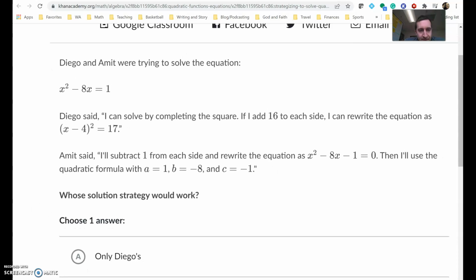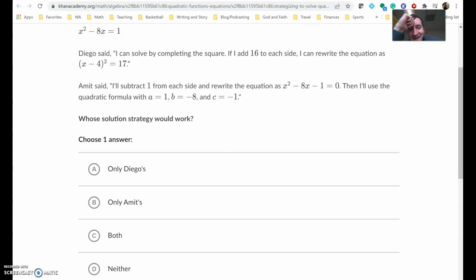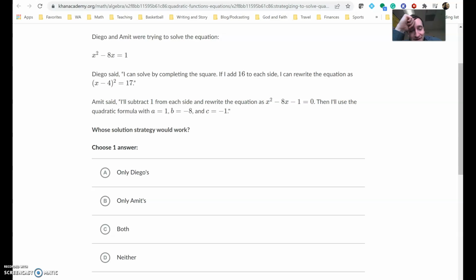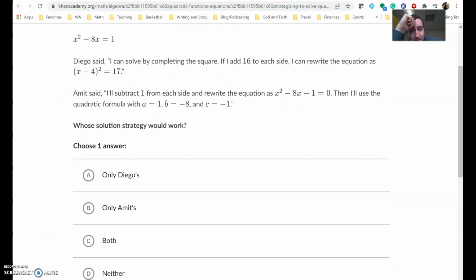Diego said that he's going to complete the square. We haven't done completing the square yet. I didn't know if I wanted to teach it to us or not. I decided for us not to. So I'm actually going to skip this problem. Sorry. You probably started solving this and were like, completing the square, what? It's just another method. I think that's going to work.